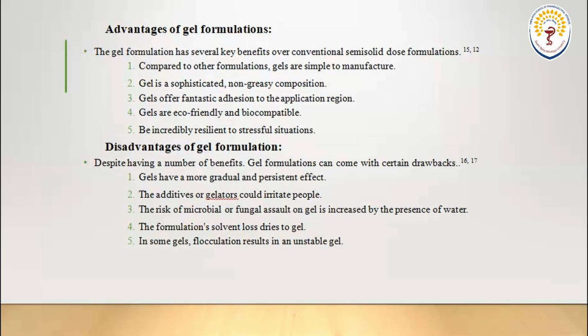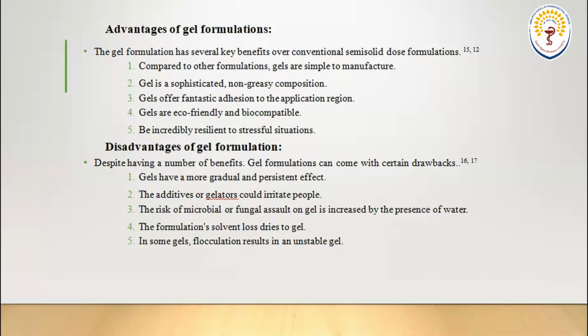Now, advantages of gel. The gel formulation has several key benefits over the conventional semi-solid dosage form. Number one, compared to other formulations, gels are simple to manufacture. Gel is a sophisticated, non-greasy composition. Gels offer fantastic adhesion to the application region. They are eco-friendly and biocompatible and easily handle stressful situations.